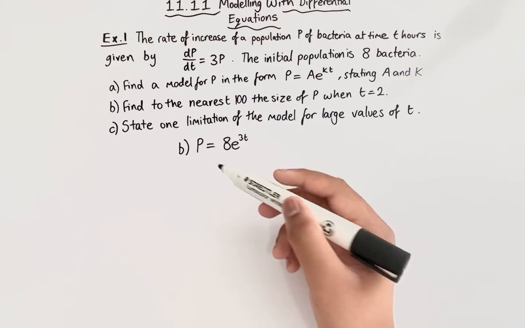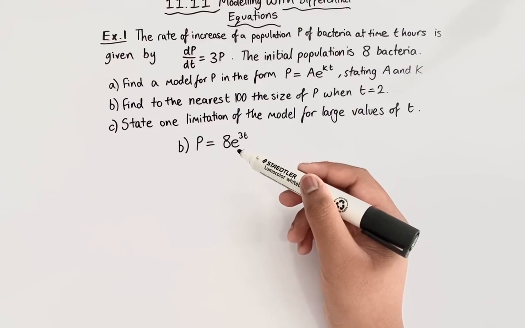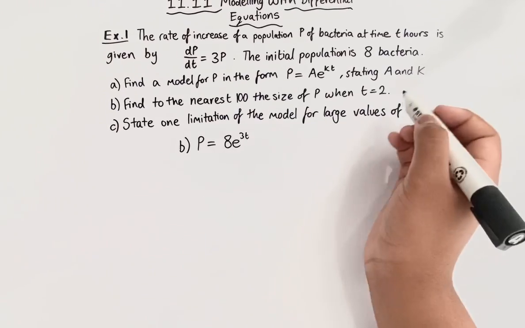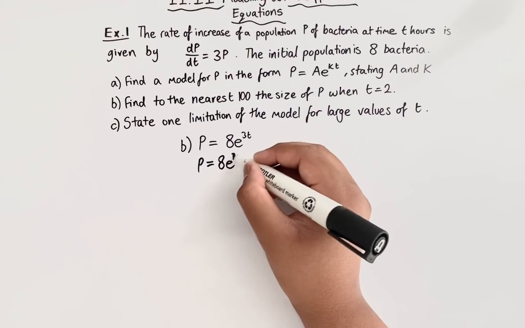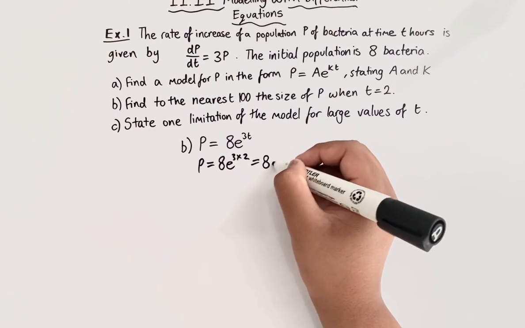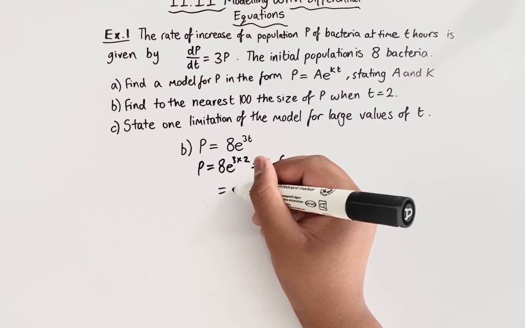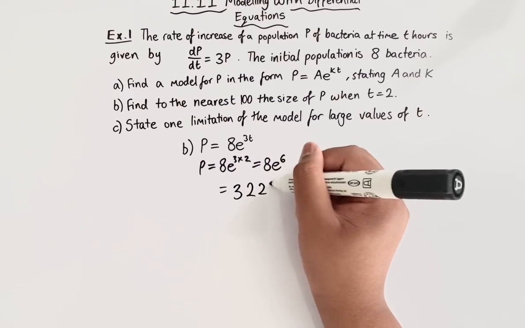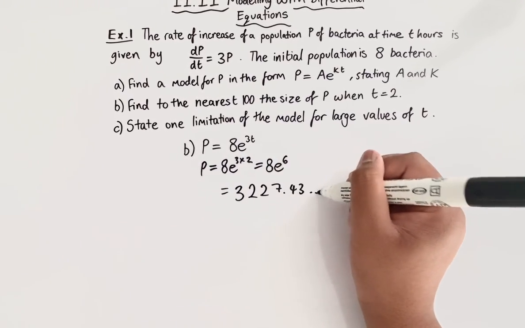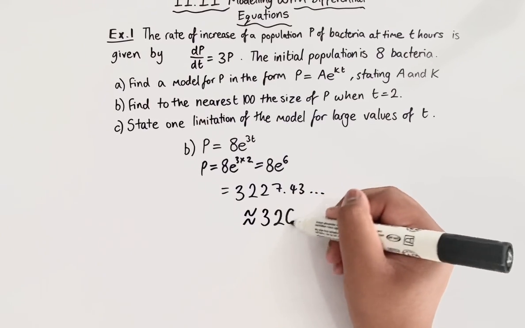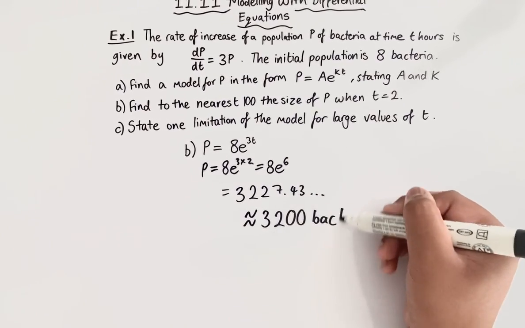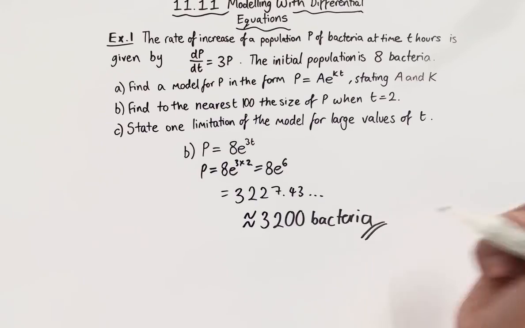For part B, we have P = 8 multiplied by e^(3t). When t is equal to 2, we get P = 8e^(3 times 2), which is 8e^6. This is about 3,227.43 and so on, which gives us around 3,200 bacteria to the nearest 100.